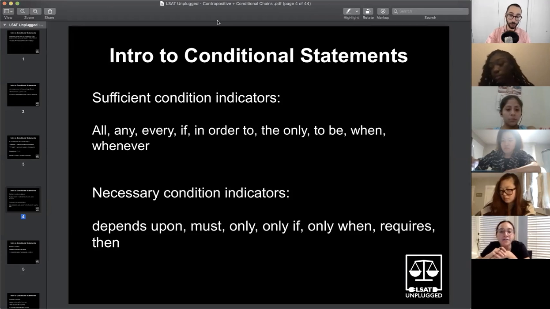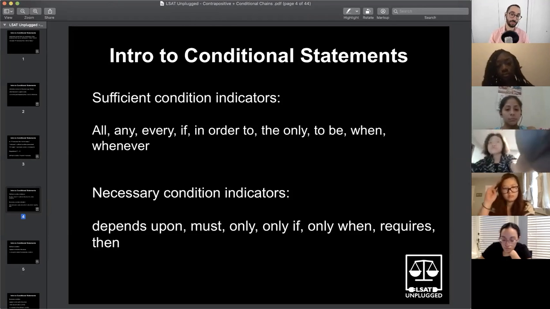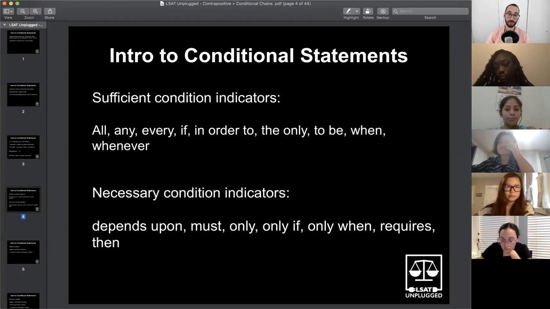Common source of confusion is the word only is typically a necessary condition indicator. You see here only, only if, only when. But the only is a sufficient condition indicator. And that's confusing because you see the word only there, but the only changes the meaning entirely. So take special note of that. I'm happy to walk through examples at some point if you like, but just note that for now as a red flag.